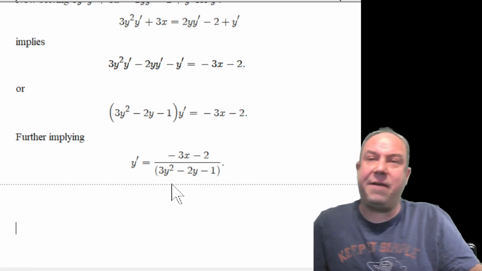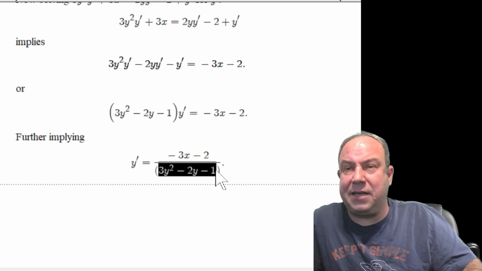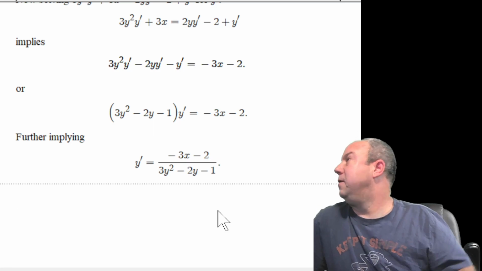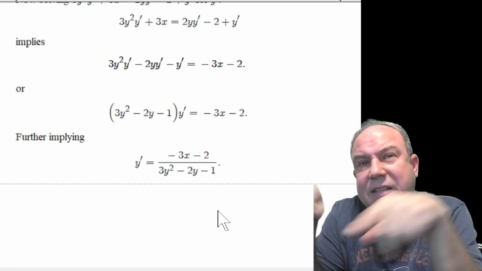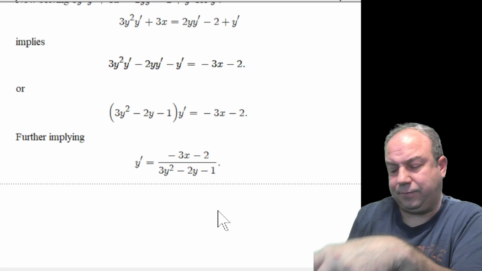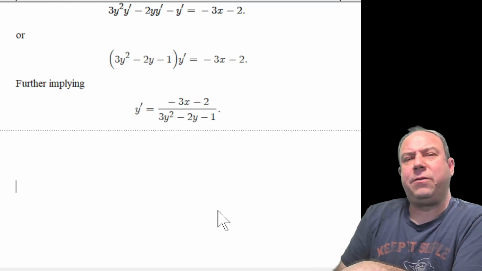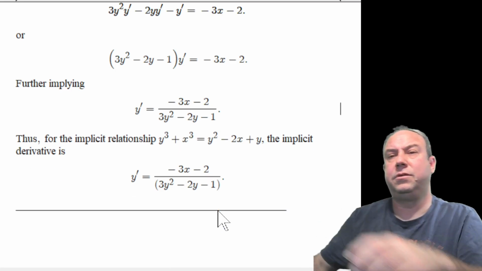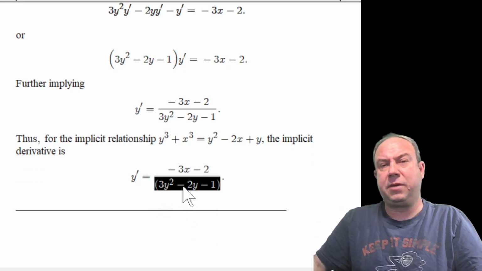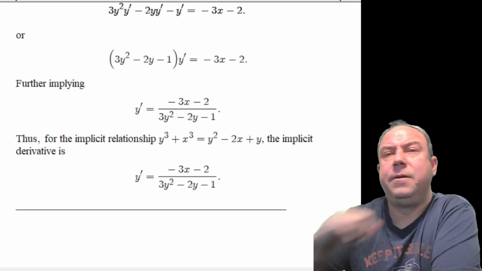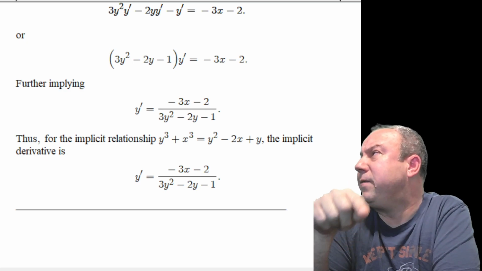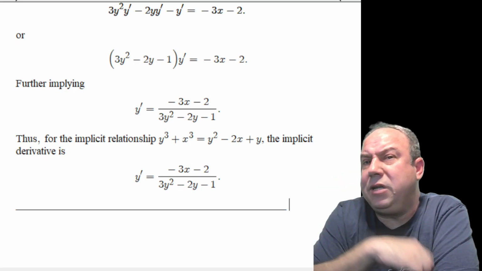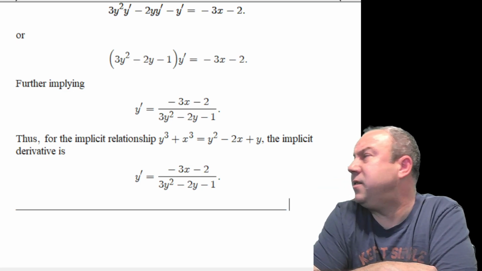Now, do I need to have that in a grouping symbol? Most likely not. Let me bring that out, actually. Clean that up just a little bit. We could just say it that way. But that's illustrating the division. All right. And I do think I make that as a final statement down here, too. All right. Let me clean this up. All right. Thus, for the implicit relationship we started with, the implicit derivative is given by this statement.